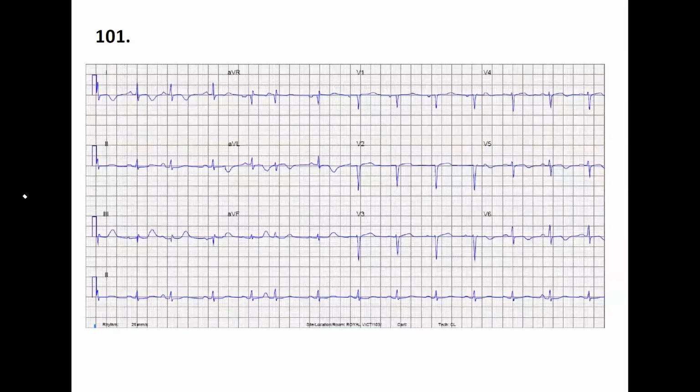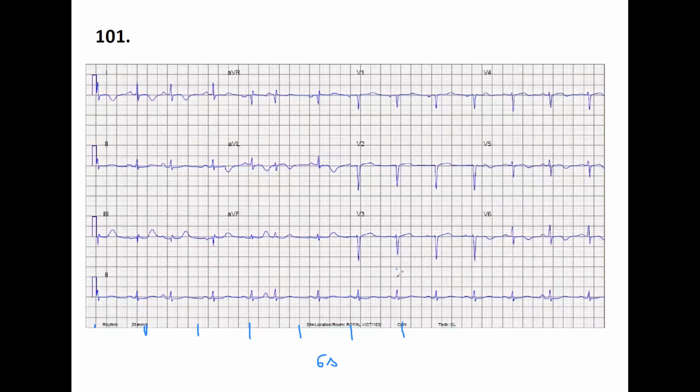Good. Let's see. This is 5 seconds. Exactly 6 big blocks. 1 second, 2 seconds, 3 seconds, 4 seconds, 5 seconds. This is 6 seconds.